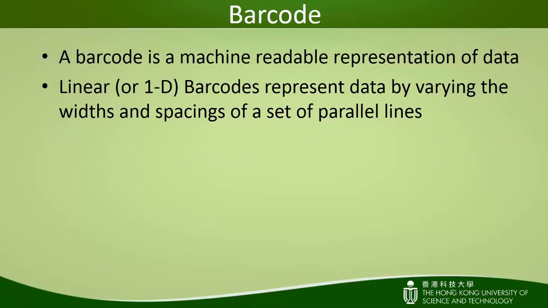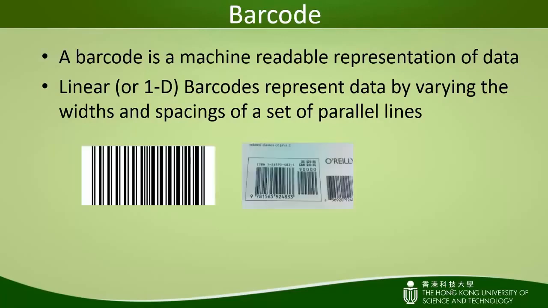A barcode is a machine-readable representation of data in the form of an image. I'll just talk about one-dimensional barcodes here. Two-dimensional barcodes, such as QR codes, are gaining popularity. Basically, a linear barcode represents data by varying the width and spacing of a set of parallel lines. Some examples of barcodes are shown here.